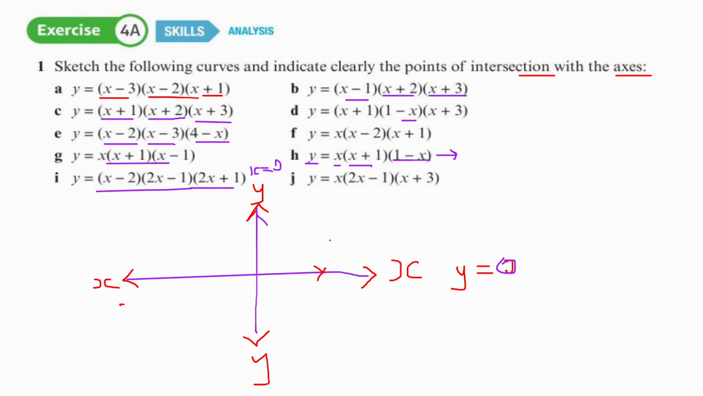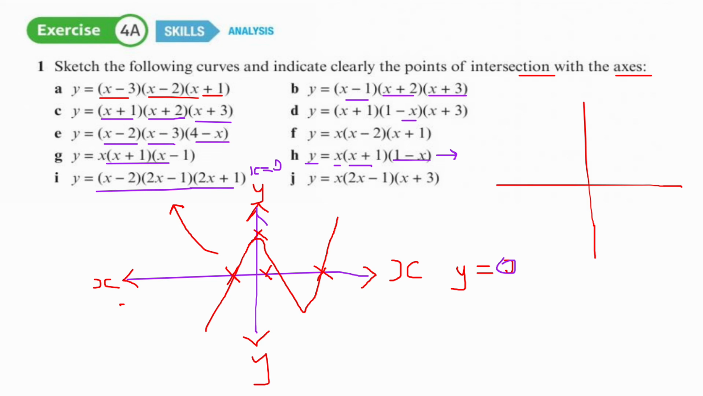It crosses at 2, a half, and a negative a half when you set each bracket equal to 0 and solve the equation. And then it crosses the y-axis when x equals 0: minus 2 times minus 1 is positive 2, times that 1 is going to be positive 2. So it looks something like that, guys, a rough sketch. And this last one, I'll do a separate drawing.